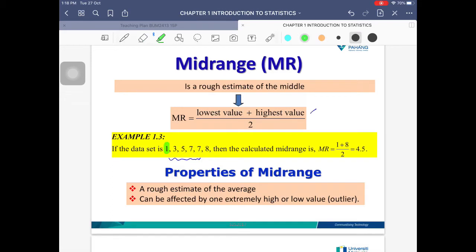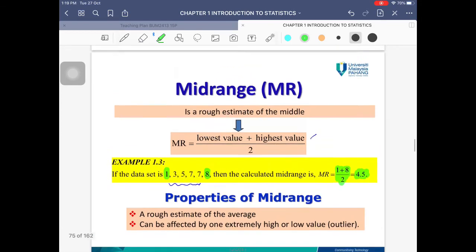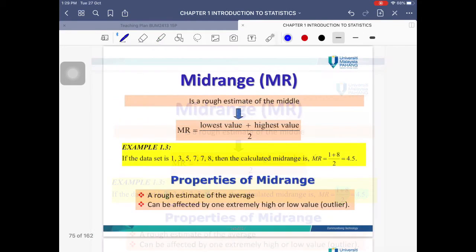For example, suppose this is going to be my data set. From my observation, I noticed that the lowest value will be 1, the highest value will be 8. So all I have to do is pick those two numbers, add them and divide by 2, and my mid-range value is going to equal 4.5. So what is the characteristic of mid-range? Mid-range is going to be a rough estimate of the average. However, one of the drawbacks about mid-range is that it can be affected by one extremely high or low value.